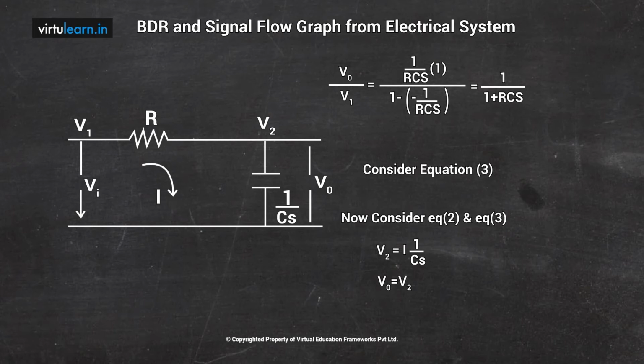I can apply the signal flow graph formula, that is Mason's gain formula. Then I can get the transfer function very easily. V0 by Vi is 1 by 1 plus RCs.